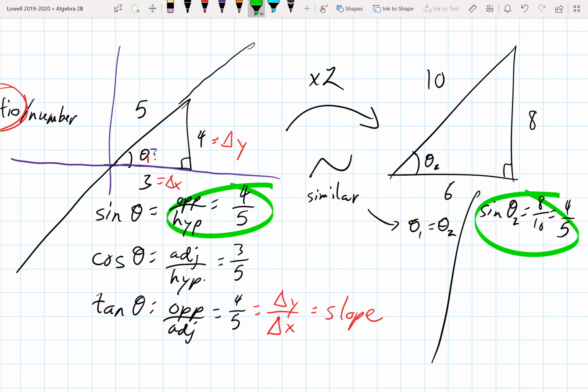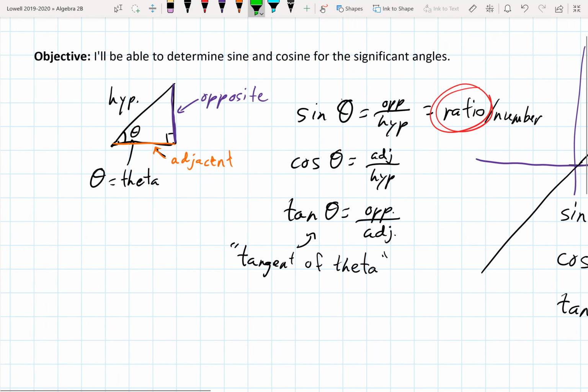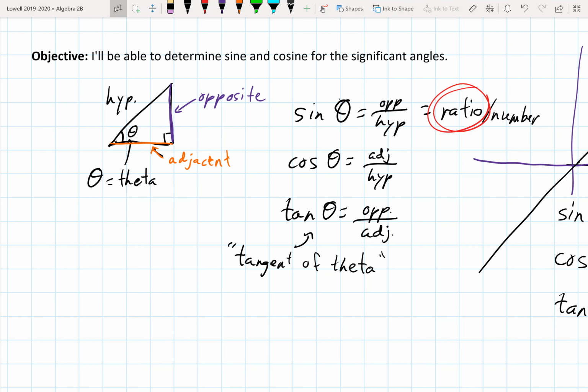Okay. Next thing I wanted to talk about was actually getting some values. I don't know what theta is here, so this would not be very helpful if I was trying to use the angle to find the side lengths, which is kind of the purpose of trigonometry. There are a couple of significant angles that you see so often that it's worth remembering. I don't want to just tell you what they are, though, because that would defeat the purpose of this whole video. So let's show why they are what they are.